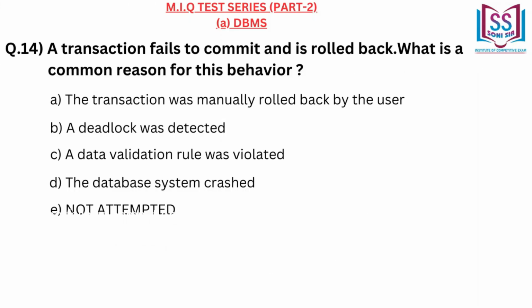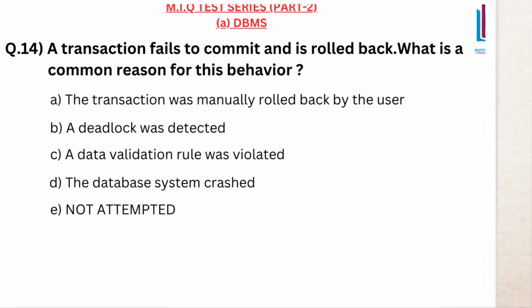A transaction fails to commit and is rolled back. What is a common reason for this behavior? A. The transaction was manually rolled back by the user. B. A deadlock was detected. C. A data validation rule was violated. D. The database system crashed.